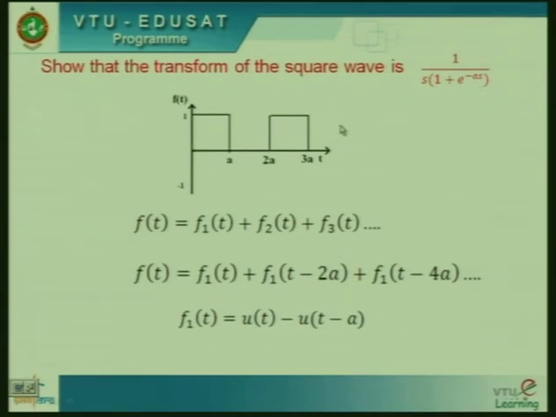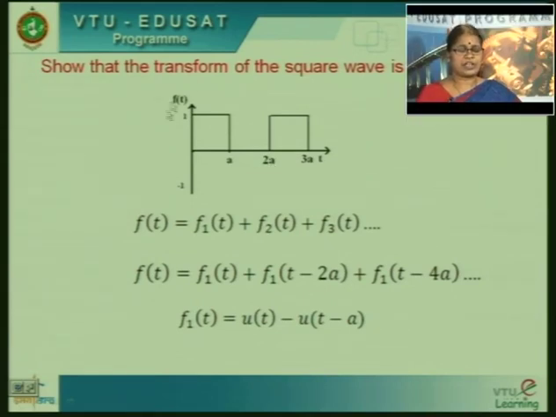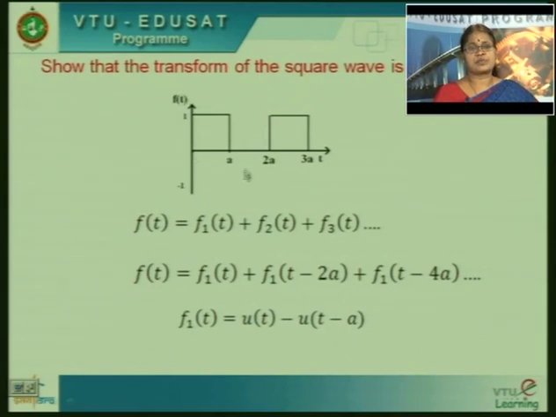Now, it is a periodic wave whose time period is 2a. If you see, this function has a magnitude 1, then it becomes 0. From 0 to a, the function value is 1, and from a to 2a, the function value is 0. So, this is one period of your periodic waveform. So, the time period of this waveform is 2a. Since it is a periodic waveform, let us try to find the function which describes the first cycle of this periodic waveform. The first cycle we denote it by the symbol f1 of t.